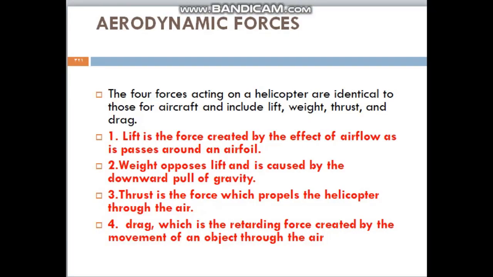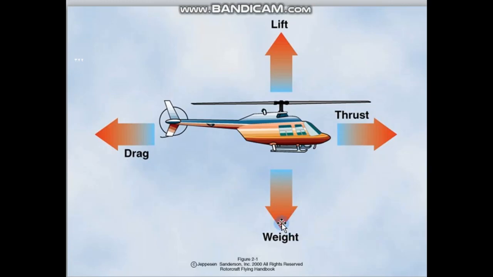The second one, the weight. The weight opposes lift and is caused by the downward pull of gravity. And this is the weight, and it opposes the lift and is produced by gravity.